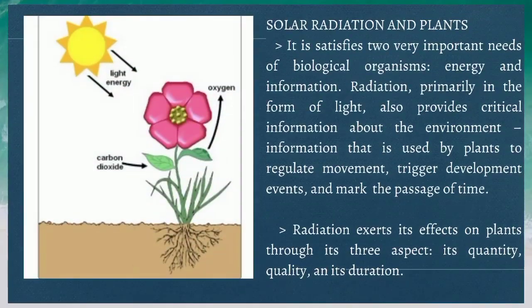Next is solar radiation and plants. Solar radiation satisfies two very important needs of biological organisms, which are energy and information. Radiation, primarily in the form of light, also provides critical information about the environment. This information is used by plants to regulate movement, trigger developmental events, and mark the passage of time. Radiation exerts its effect on plants through its three aspects: its quantity, quality, and duration.